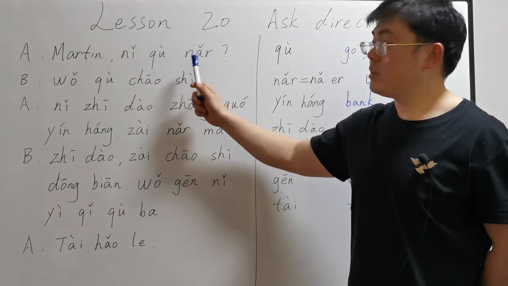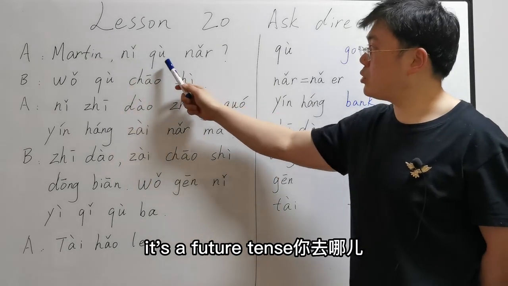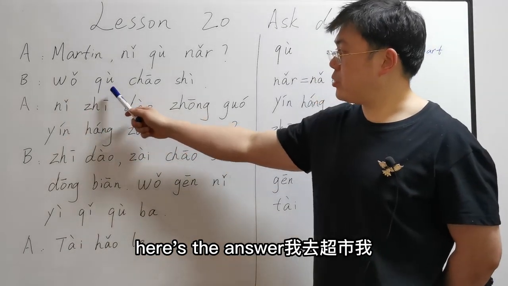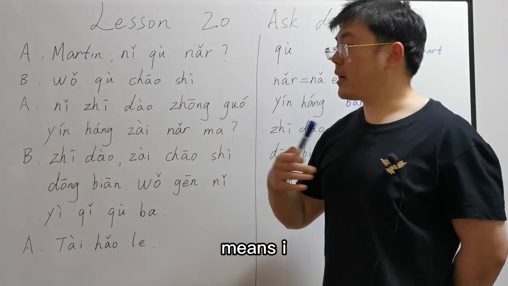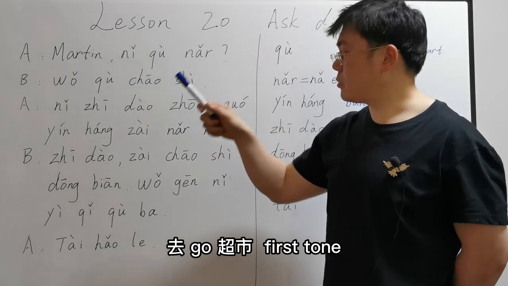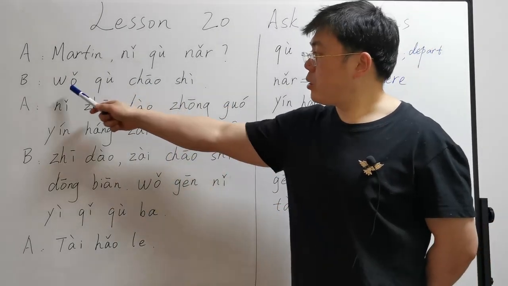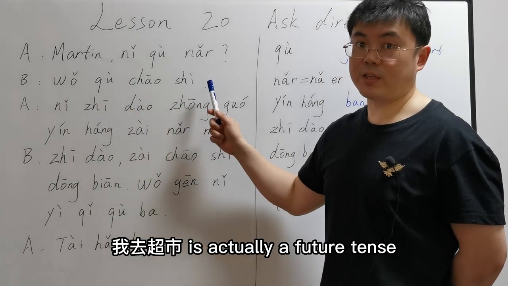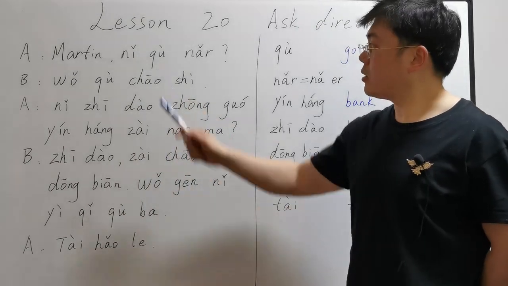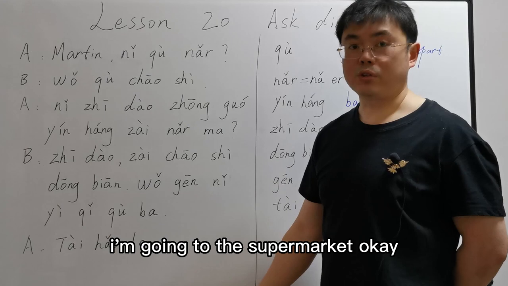你去哪儿? Means where are you going? It's a future sentence. Here's the answer. 我去超市。 我 means I. 去 go. 超市, 超 first tone, 市 fourth tone, 超市 means supermarket. 我去超市 is actually a future tense. It means I'm going to the supermarket. 你去哪儿? Where are you going? 我去超市. I'm going to the supermarket.